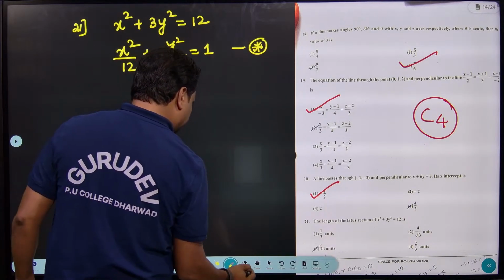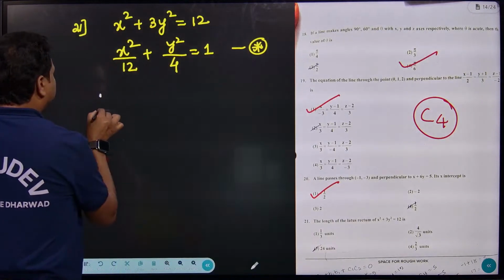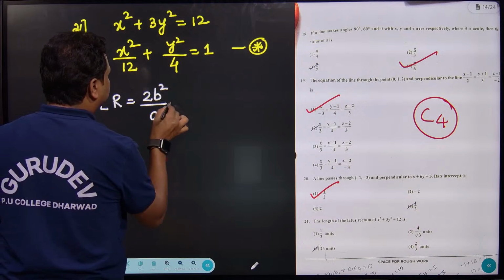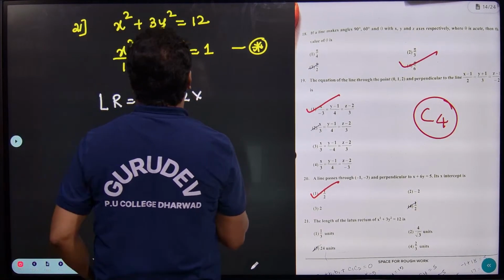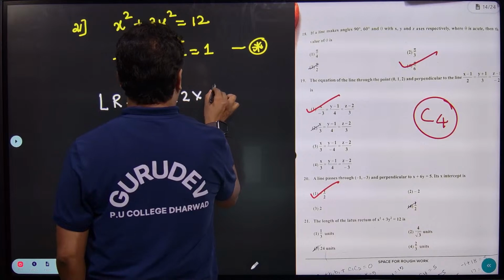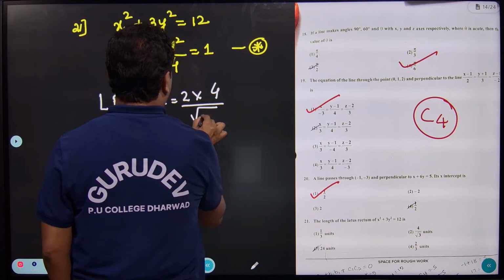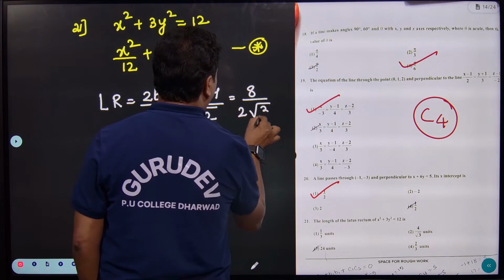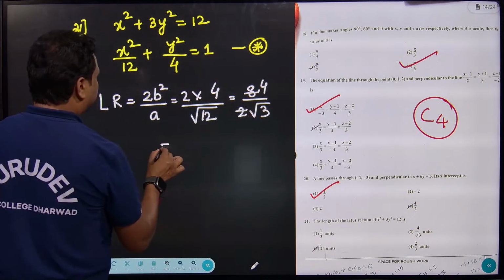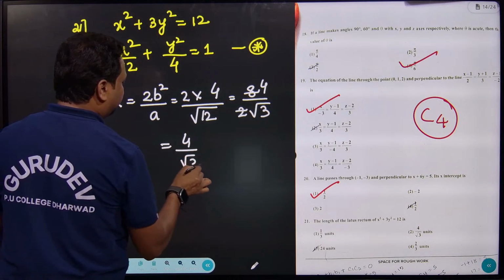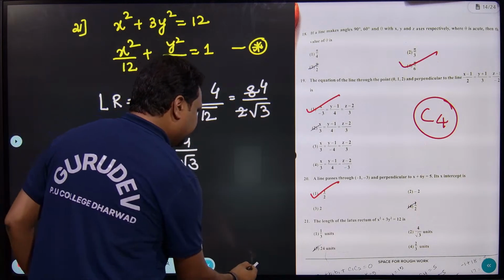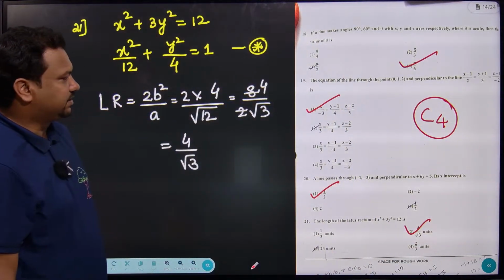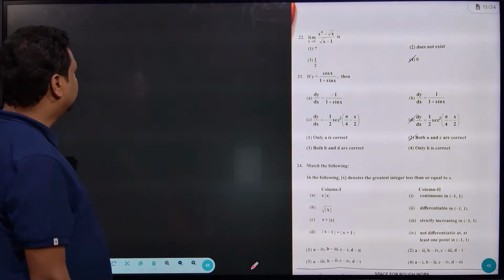Now what is the length of the latus rectum? Length of the latus rectum is 2b square divided by a. That will become 2 into b square is 4, a value is root 12, which you can write as 8 divided by 2 root 3. 2 fours are 8. Therefore what should be your final answer? 4 by root 3. So I'll go with option B. Notice option B is the right answer. 4 by root 3 is the right answer. Clear? Okay, let's go with the next one.